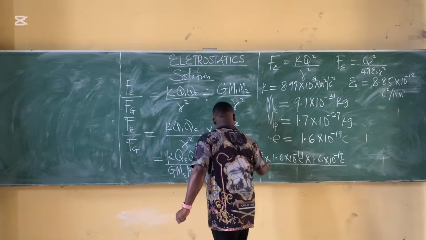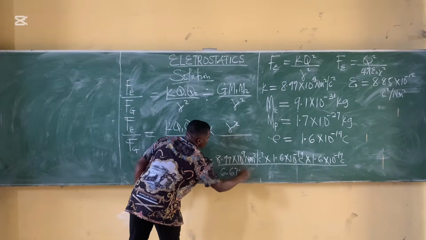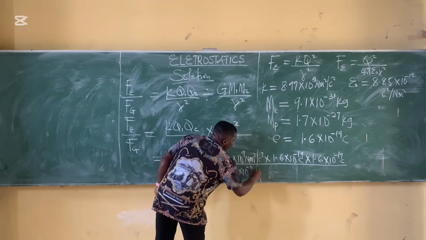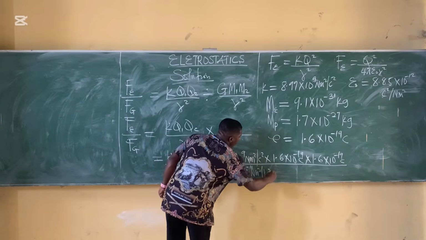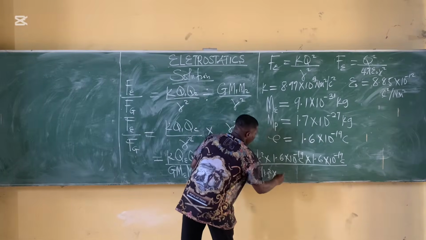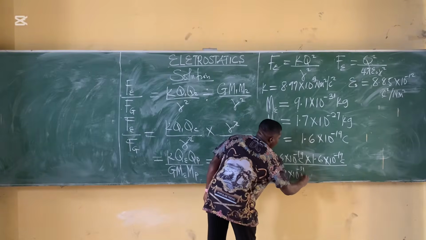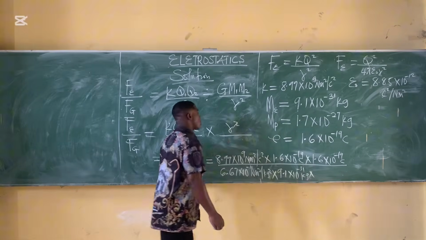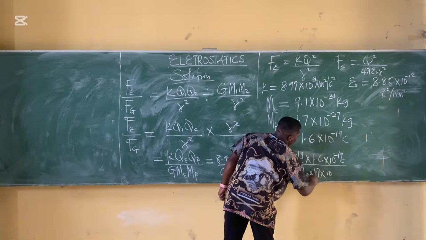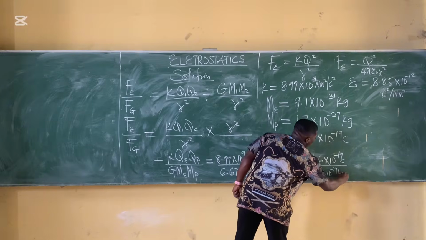All over G, gravitational constant, 6.67 times 10 raised to power minus 11. You put the units, Newton meter squared per kilogram squared, times mass of electron, 9.1 times 10 raised to power minus 31 kilogram, times mass of proton, 1.7 times 10 raised to power minus 27 kilograms.